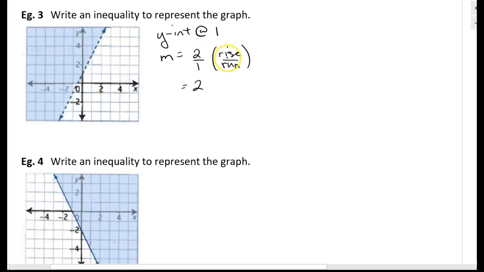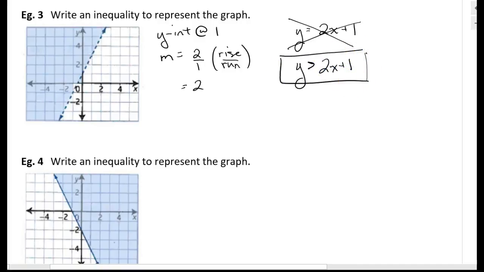So those are my two values. So if I was writing an equation, it would be y equals 2x plus 1. But I'm not writing an equation, I'm writing an inequality. So I notice that I'm shading above my line. If I find a point on my line, I have to go up to get into my solution set. So it's going to be y is greater than, not equal to, because it's a dotted line, 2x plus 1. That is going to be my solution.